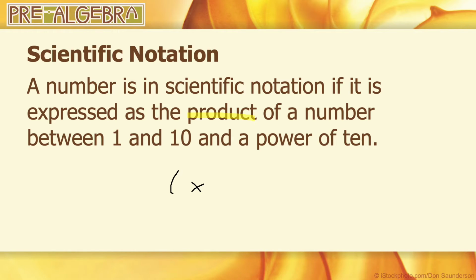I'm going to use 6 as this example. And a power of 10. So I should have a 10 here and then a power of it. And I'll just say 10 squared. Okay, so one of the most important characteristics of scientific notation is this part right here. Okay, this number needs to be greater than 1 and less than 10.